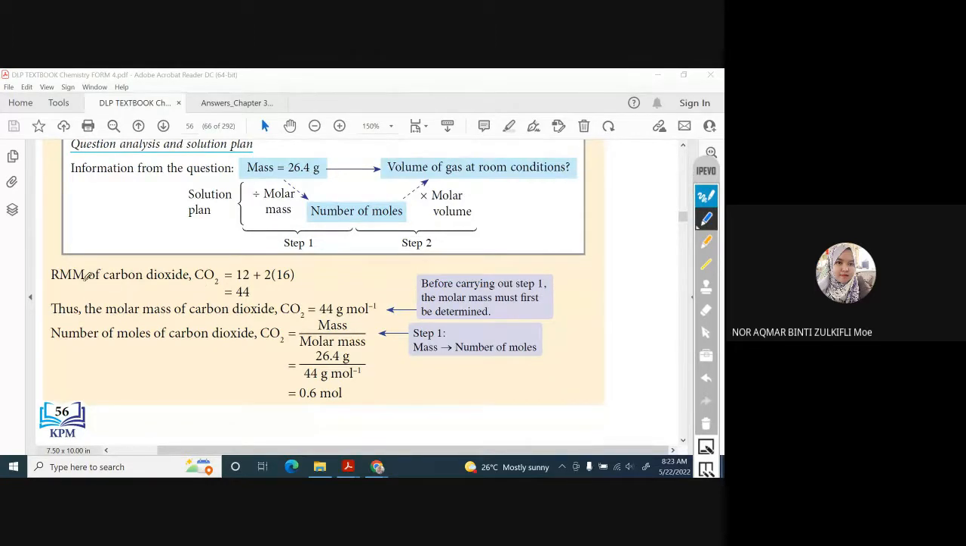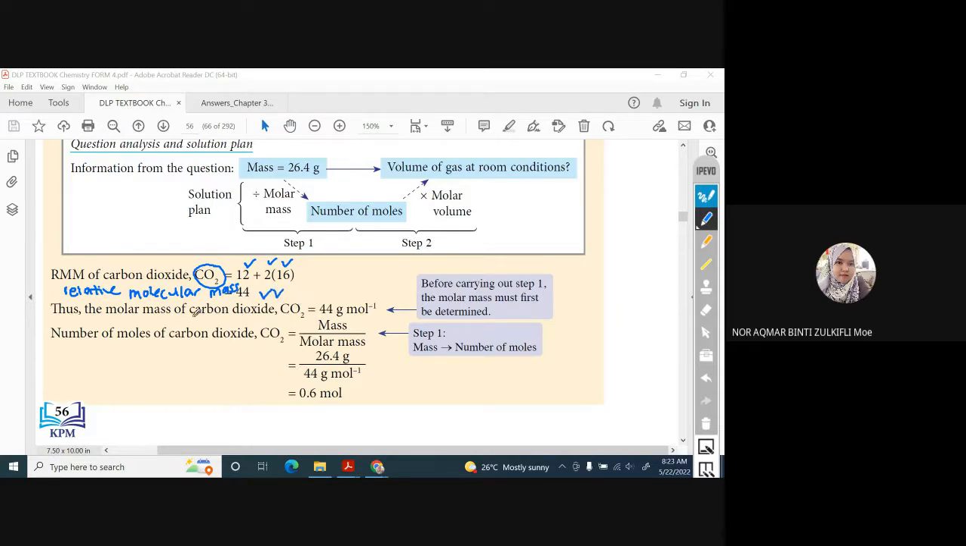Okay, so from the textbook, they find the RMM, relative molecular mass. So you need to total up. Carbon 12, 2 times 16. This is from yesterday's lesson, you have already learned. So the total relative molecular mass for carbon dioxide is 44.